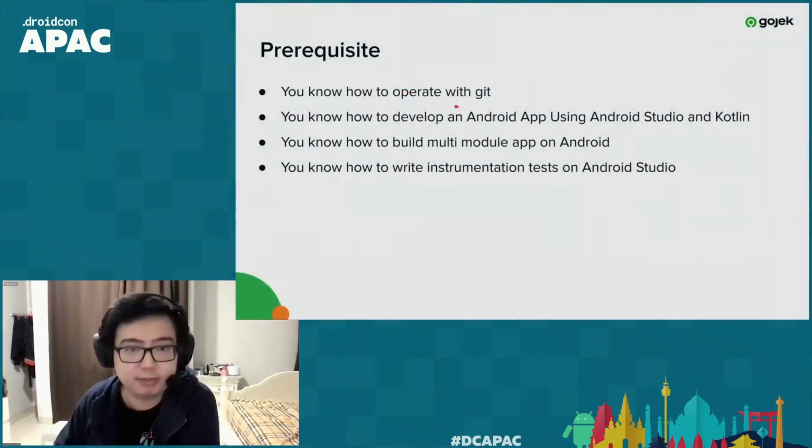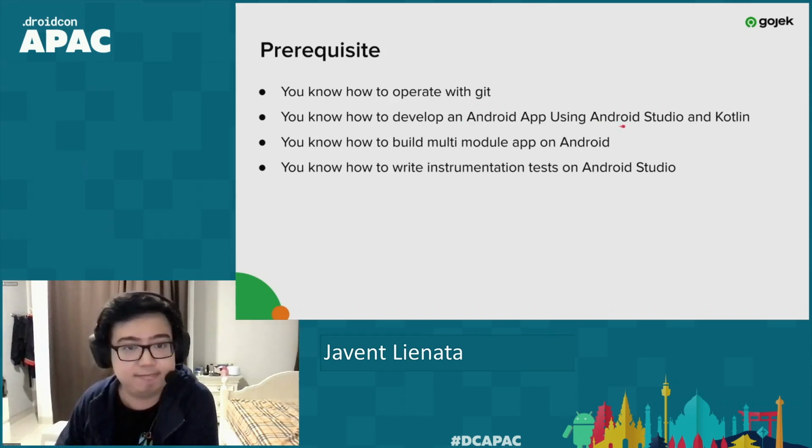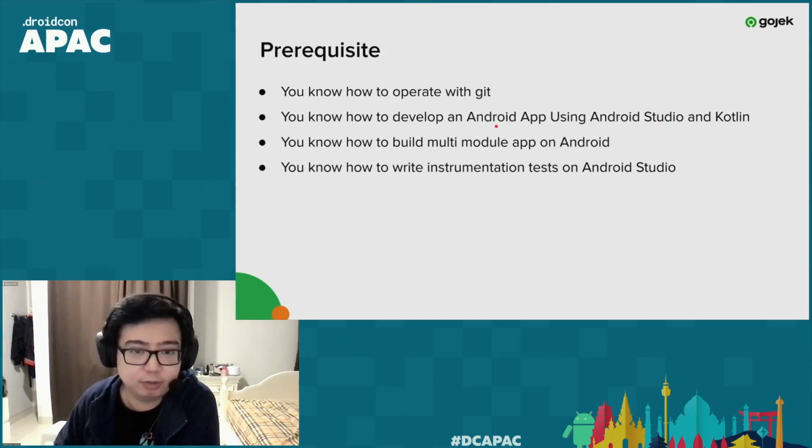So before we jump into the library, I hope that you already know how to operate with Git. You know how to develop an Android app, of course, using Android Studio and Kotlin. And you know how to build a multi-module app on Android. And of course, you need to know how to write an instrumentation test on Android Studio. Why? Because this Jetpack Benchmark library is based on instrumentation tests.